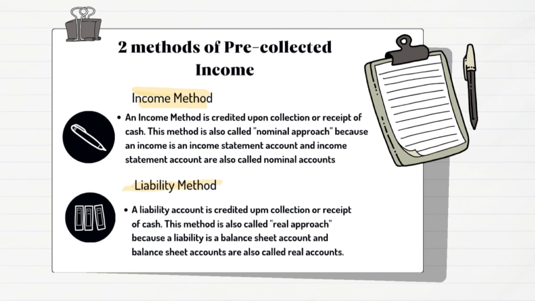Temporary or nominal accounts include revenue, expenses, and gains and loss accounts. With nominal accounts, debit the account if your business has an expense or loss. The second method is the liability method. A liability account is credited upon collection or receipt of cash. This method is also called the real approach because a liability is a balance sheet account, and balance sheet accounts are also called real accounts.